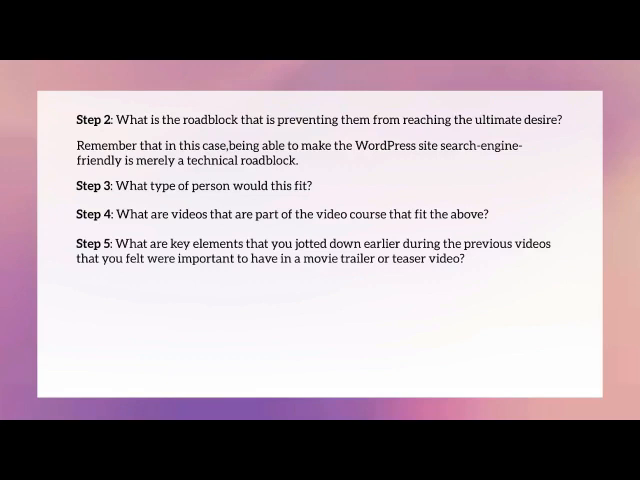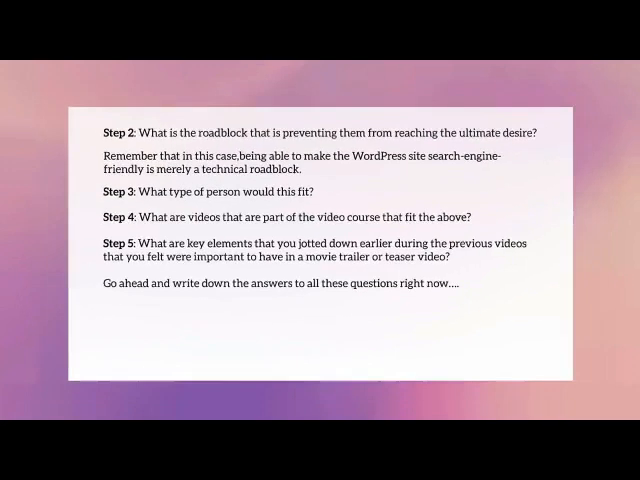Step number 5 is going to be, what are key elements that you jotted down earlier during the previous videos that you felt were important to have in your movie trailer or teaser video? So pause the video, go ahead, write the answers to all these questions down right now. I already gave you a few for the example video course that we're looking at, and you can use that for yours, but obviously it's going to be a little bit different because you're going to be selling a different video course. All right, so go ahead and do that now, and we'll see you in the next video.